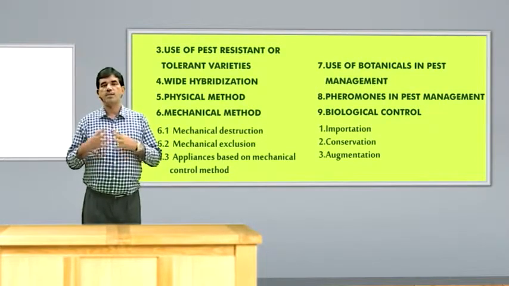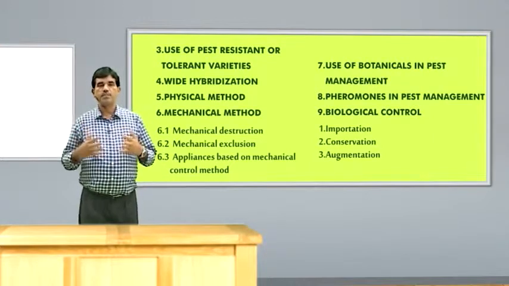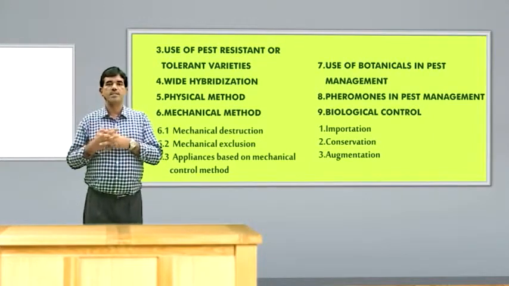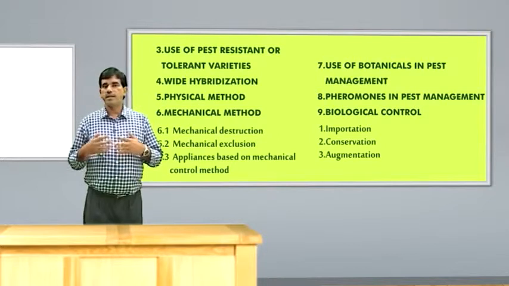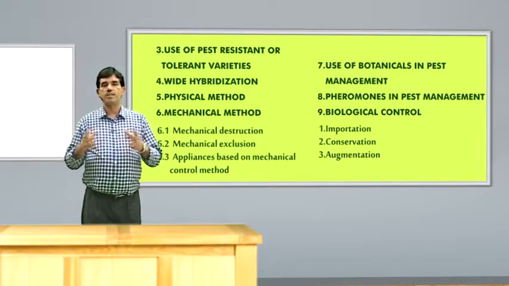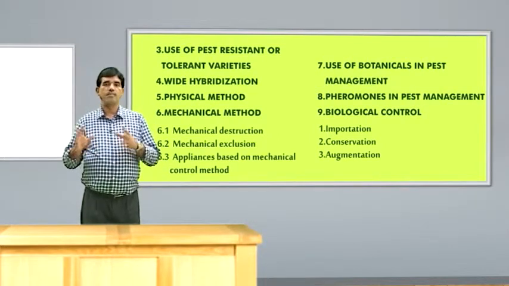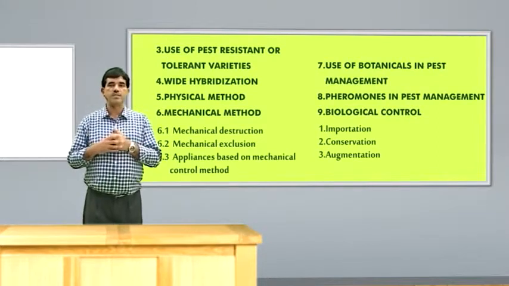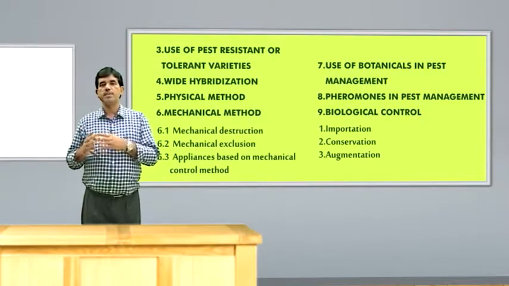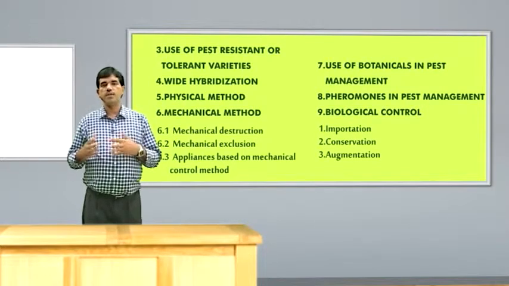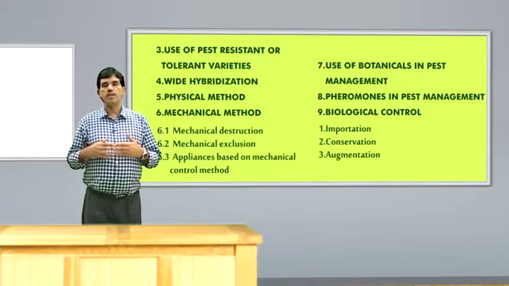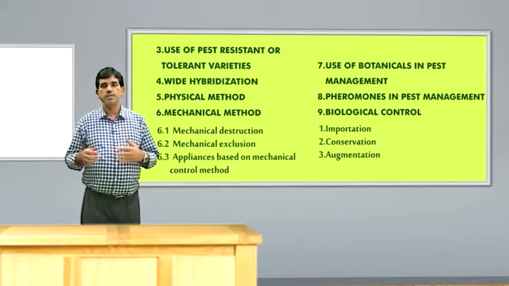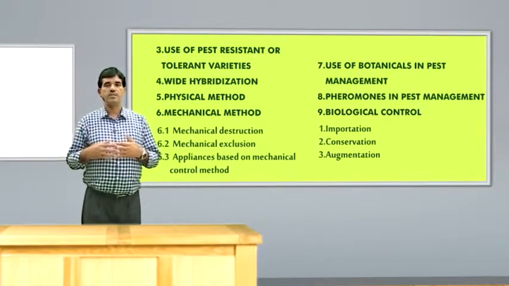Mechanical methods are available which are very much part of IPM, like mechanical destruction, mechanical exclusion and appliances based on mechanical control methods. In mechanical destruction we go for collection of insects which are visible to the naked eye, like hand picking of caterpillars, hooking of rhinoceros beetle adults with an iron hook in coconut, sieving and winnowing for stored product insect control, and shaking plants to dislodge caseworm in rice.